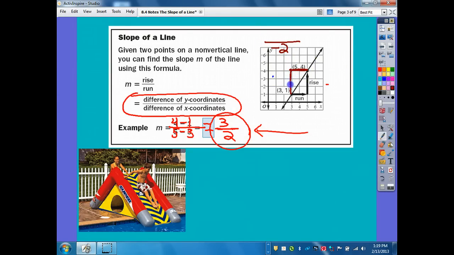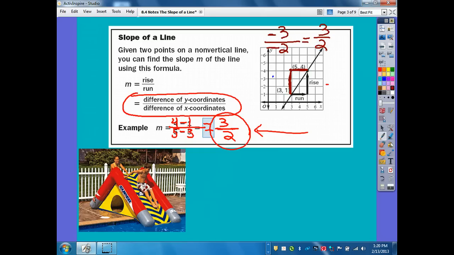And then our rise is what? Three. 1, 2, 3 down. So is that plus or minus? A negative 3. Oh, look at what happens. I have a negative 3 over a negative 2, which in all actuality is what? 3 over 2. Because a negative divided by a negative is a positive. So you still end up with 3 over 2, either way you do it.